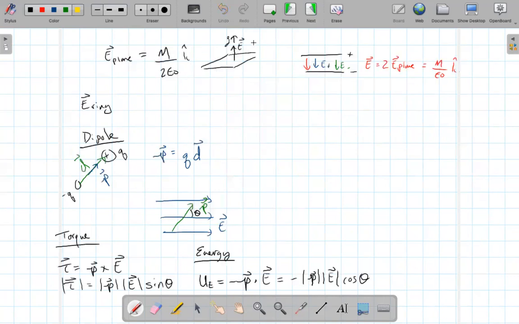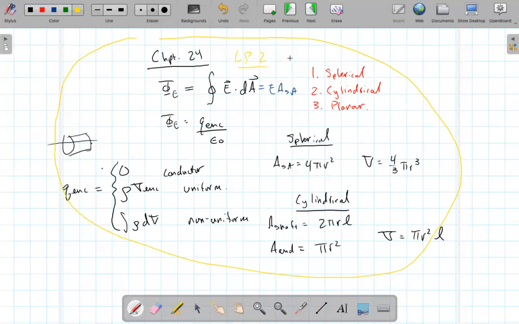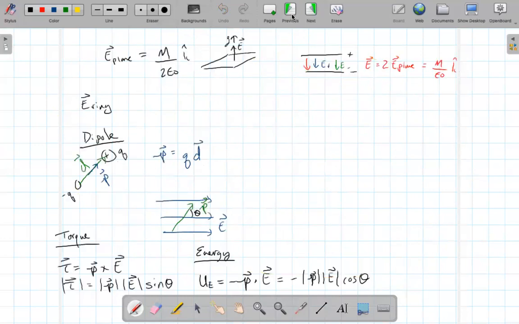Other things we talked about: we also said that Gauss's law was definitely going to be a long problem. So all of this page would be long problem number 2. Cool, so that's our Gauss's law. So what's the third one?